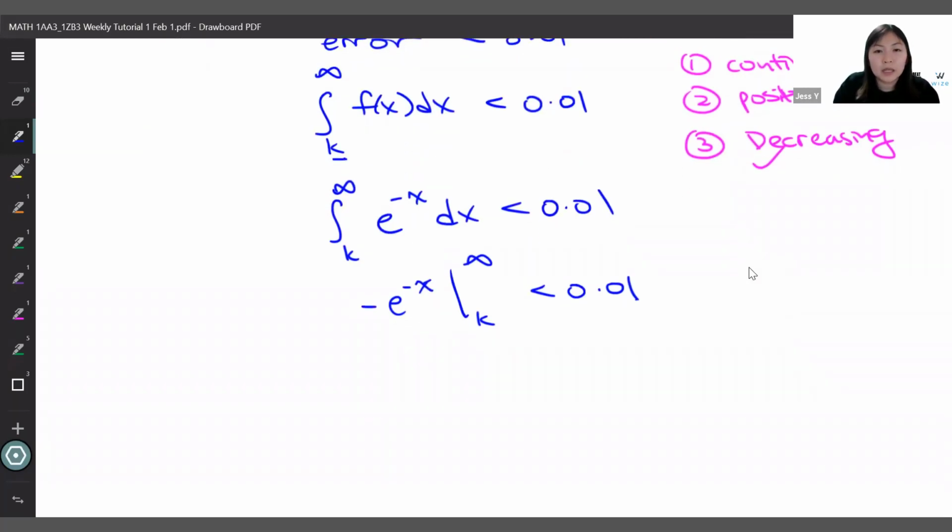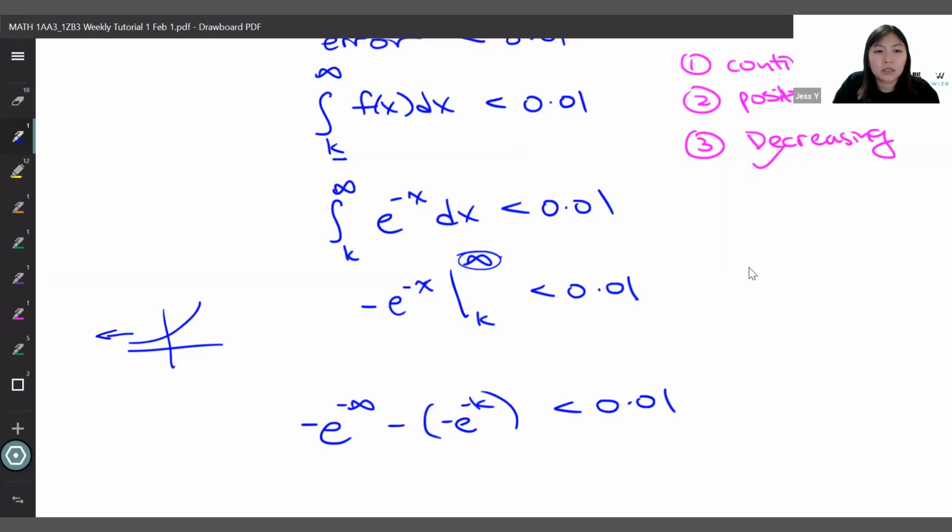Okay, so let's evaluate this. Technically, I should have written the limit as t goes to infinity and then replaced this infinity with t, but I'm just going to sub it in because it works the same way. So this is negative e to the negative infinity minus negative e to the negative k, and I want that to be less than 0.01. Well, think about the graph of e to the x. As x goes towards negative infinity, it's going to approach zero. So this thing is zero. So this becomes e to the negative k is less than 0.01.